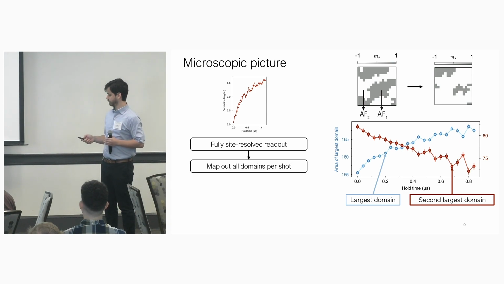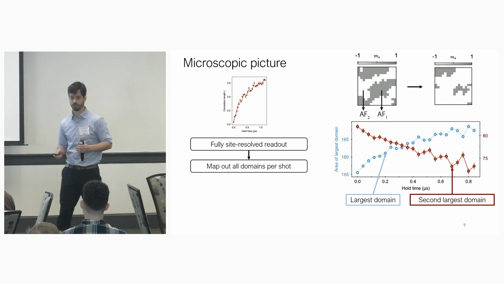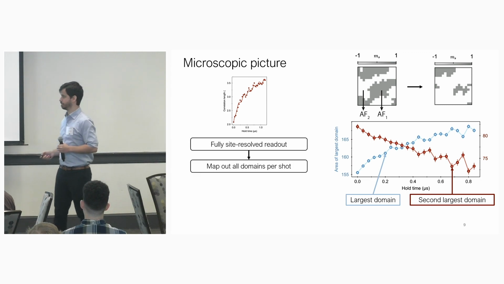So one thing that's clear here is that you have one type of order dominating the other. And you can see this by looking at the average size of the largest domain. You see that it grows as a function of the hold time. And it grows at the expense of the second largest domain and other smaller domains. So the big domain is eating up its smaller ones. And this is exactly what you predict for coarsening physics.